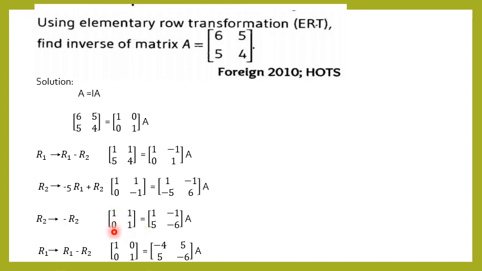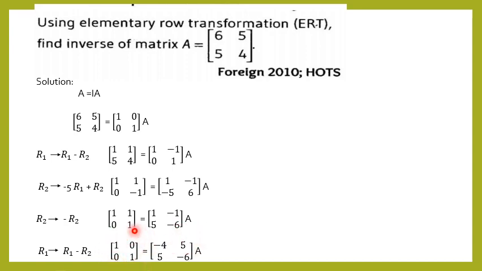So 1 minus 0 is 1. 1 minus 1 is 0. Here 1 minus 5 is minus 4. Minus 1 minus minus 6, that is minus 1 plus 6, which is 5.